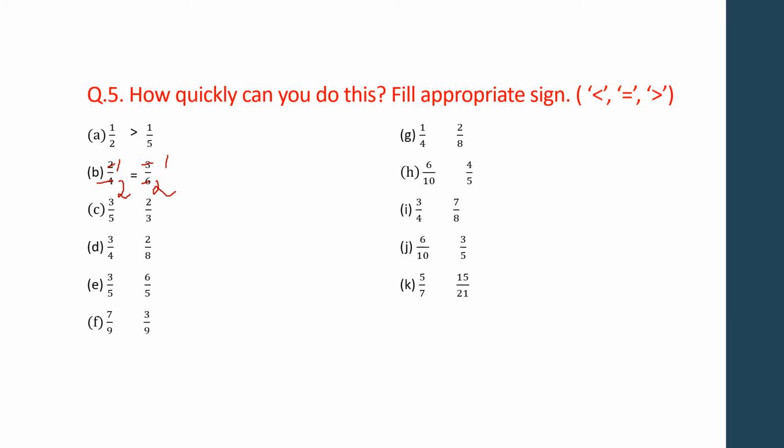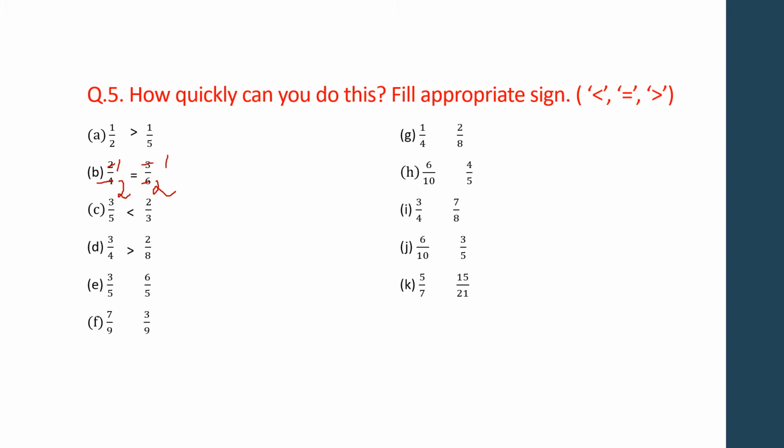Now we have 3 by 5 and 2 by 3. You can use your cross multiplication quick calculation here. Then here it is. 3 3s are 9 and 5 2s are 10. So obviously 2 by 3 is greater. Now coming to the next one, the 3 by 4 and 2 by 8. So 3 8s are 24, 4 2s are 8. Then 3 by 4 is greater.